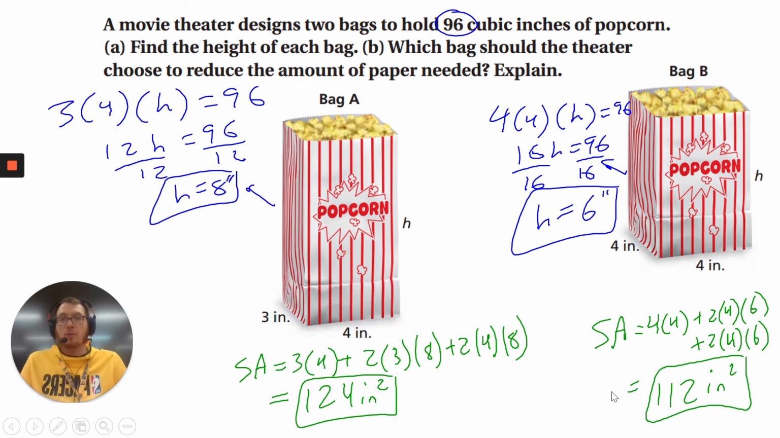So if you were to pick which one you would want, choice B, because it has less surface area, which means your cost would be lower for the exact same amount of popcorn that would be on the inside of it.